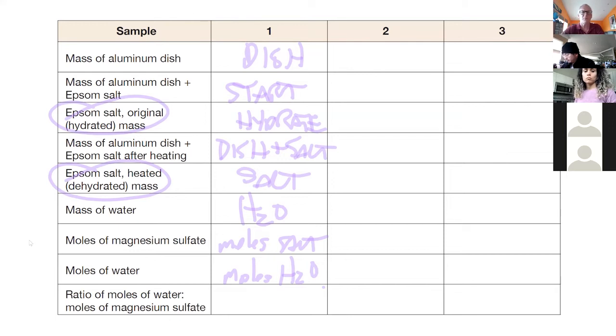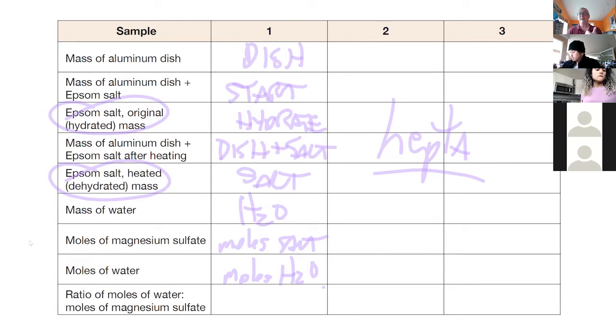And what ratio should we have for this experiment? 7 to 1. 7 to 1, that's right. This is a heptahydrate. So you should be seeing fairly close to 7. Don't worry if you don't get it exactly right, but we're looking for approximately 7. So if you do this 3 times and take the average, hopefully you should get fairly close to 7. I think most people got it between like 5 and 7.